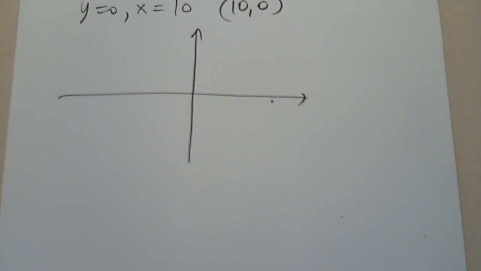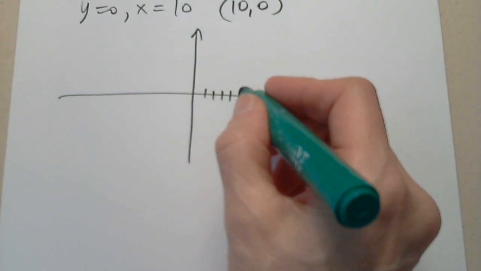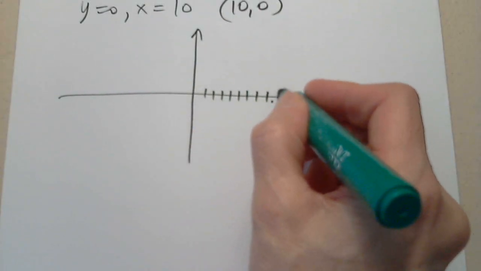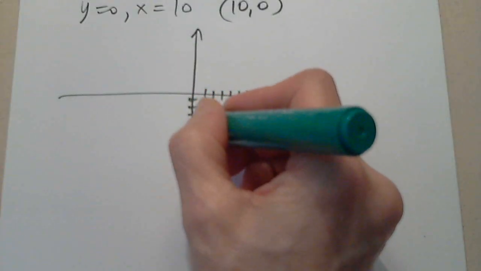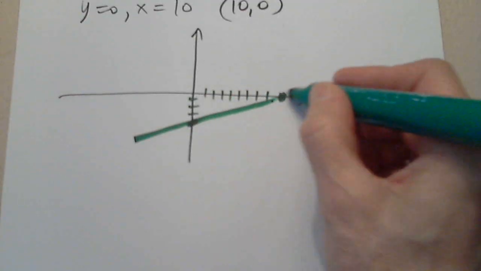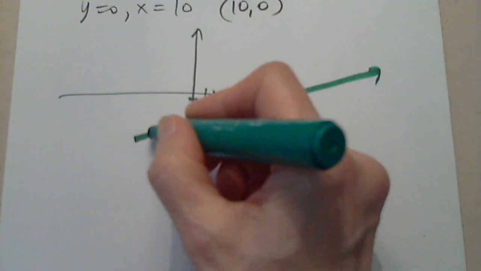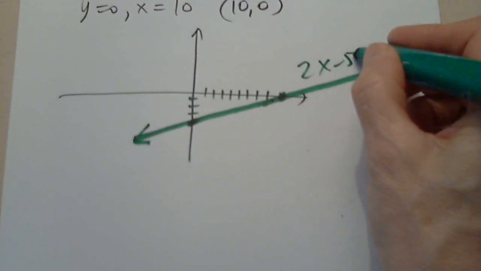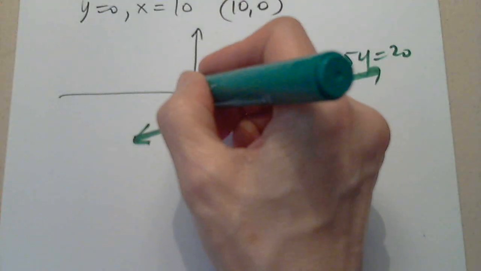10, 0. 1, 2, 3, 4, 5, 6, 7, 8, 9, 10, 0. 1, 2, 3, 4. Connect and extend the line. 2x minus 5y equals 20.